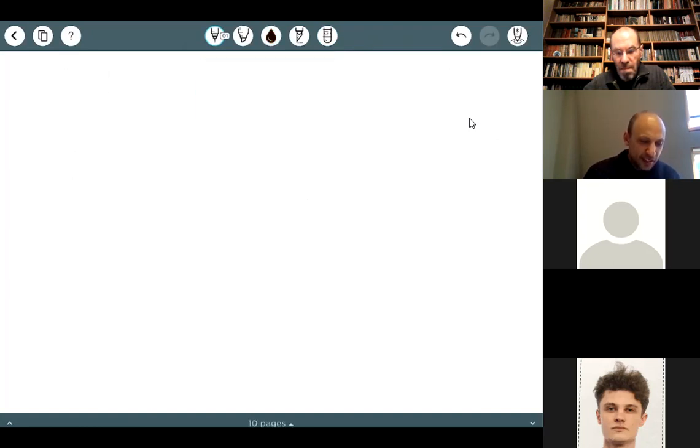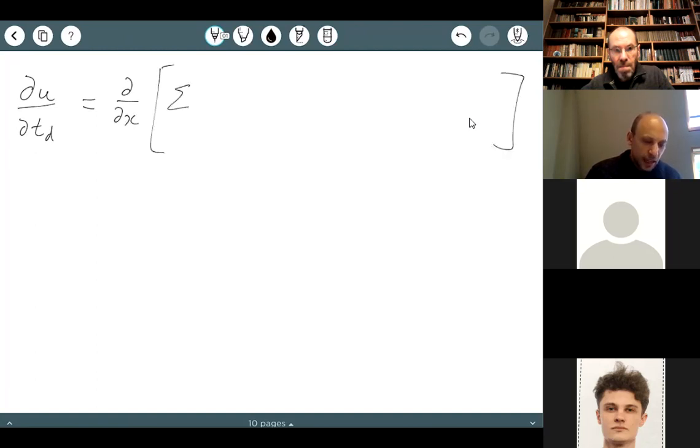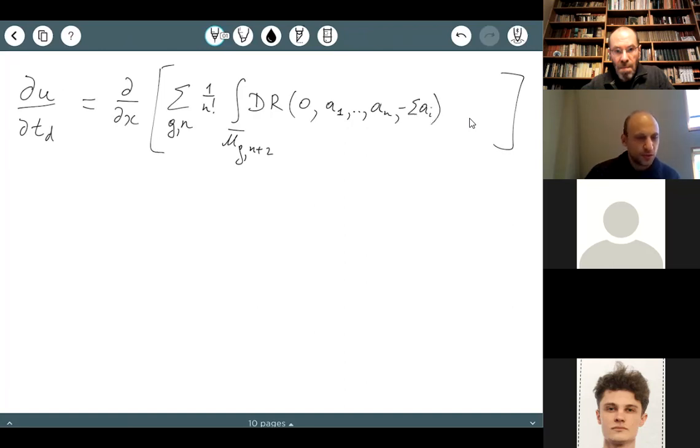So now I'm going to write the equations of the KdV flow. Here's the equation. du over dt_d, so remember there are all these times, t0, t1, t2, is equal to d over dx of the following expression. Sum over g and n, 1 over n factorial, integral over M_{g,n+2} bar. And here I take the double ramification cycle with a zero and then some a_i's, and in the end, a minus sum of a_i's, so that the total sum is equal to zero.